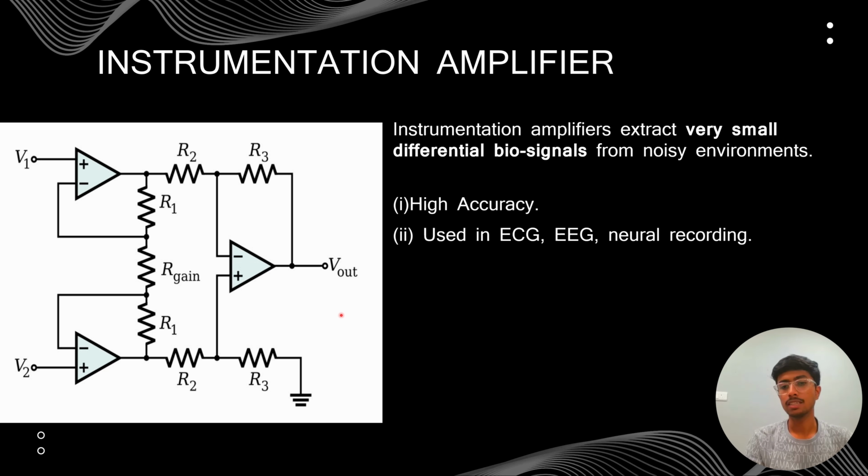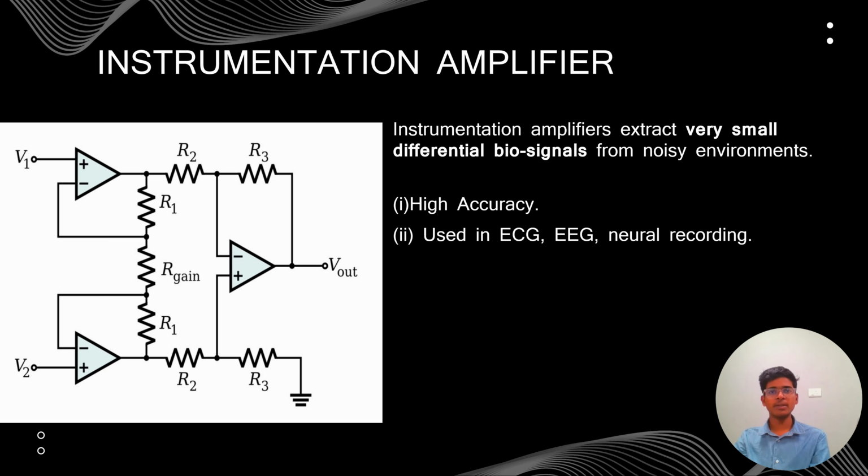The final stage, the third op-amp here, acts as a difference op-amp. It subtracts the two input signals and removes common noise. This key feature of the instrumentation amplifier, we call it high common mode rejection.